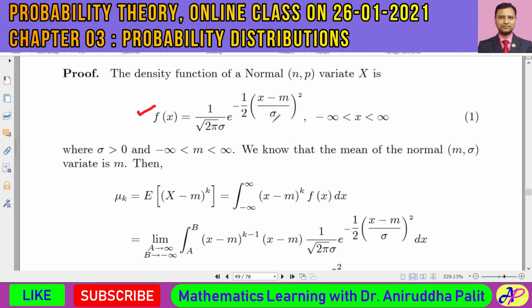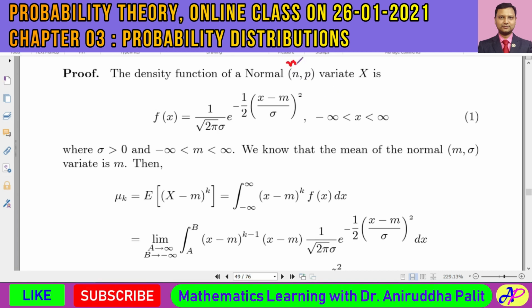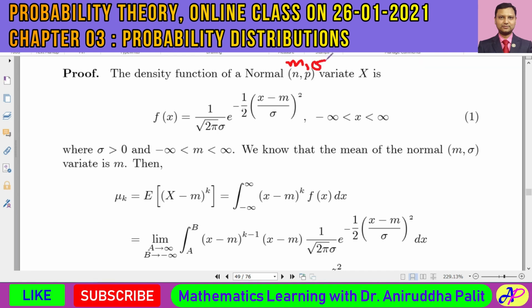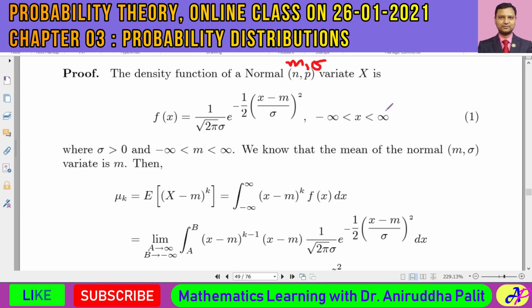Now over here, you see this is the density function of the normal m, sigma distribution. You see we have a printing mistake over here, not np. It should be normal m, sigma distribution. Okay, normal m comma sigma distribution.